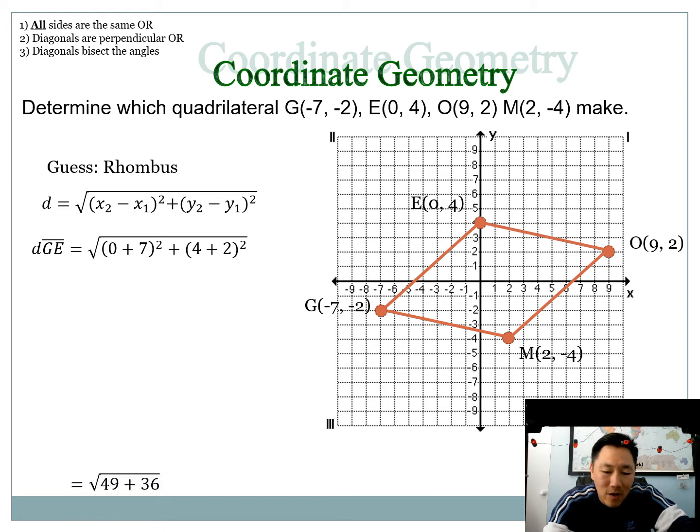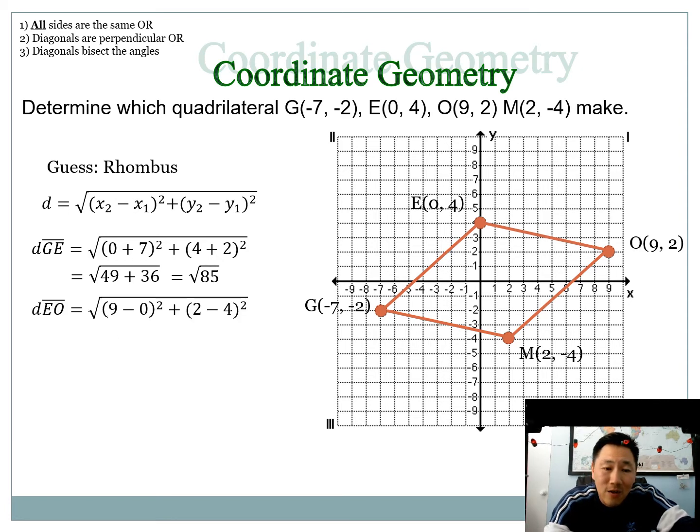All right, so plugging it all in, simplifying it just a little bit, I get square root of 85. Let's go ahead and find the next distance. Let's go from the distance from E to O. Let's see what that distance is. Plugging some information in, simplifying. It looks like it's also square root of 85. So I got two sides that are the same, but that's not enough. If you look at rule number 1, it says all sides have to be the same.